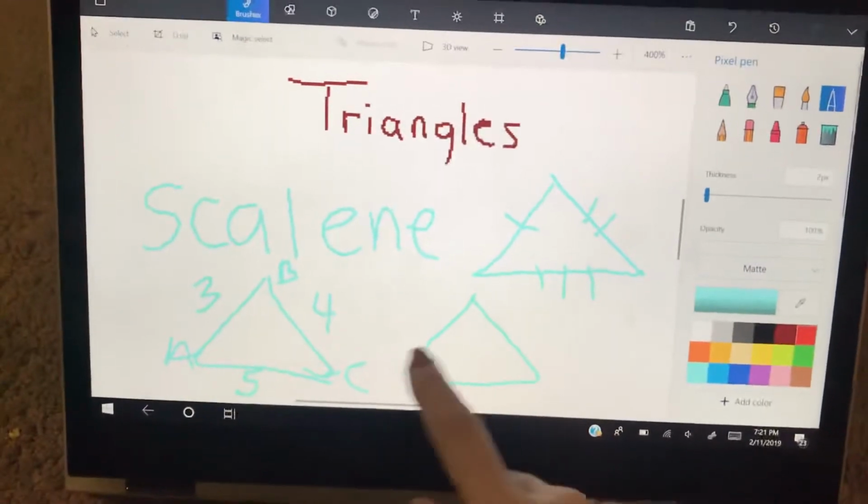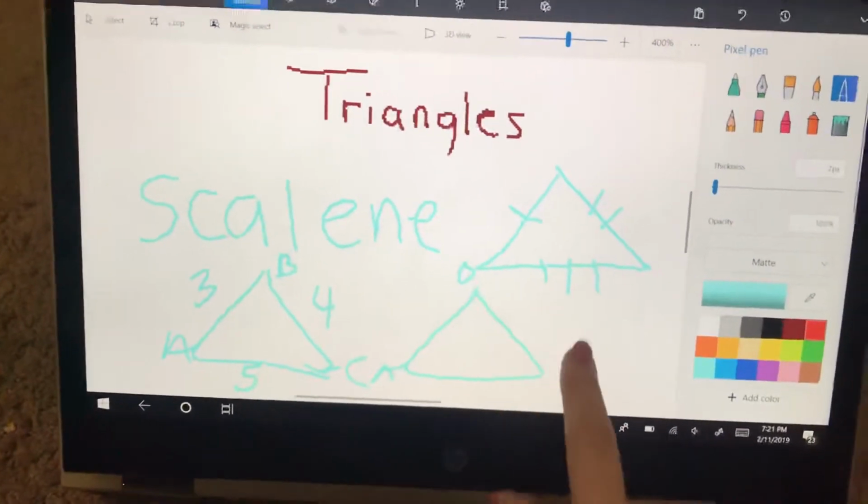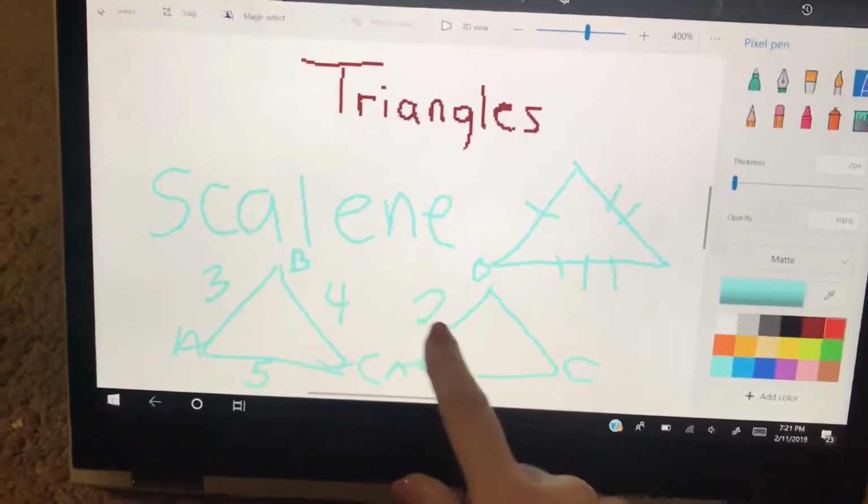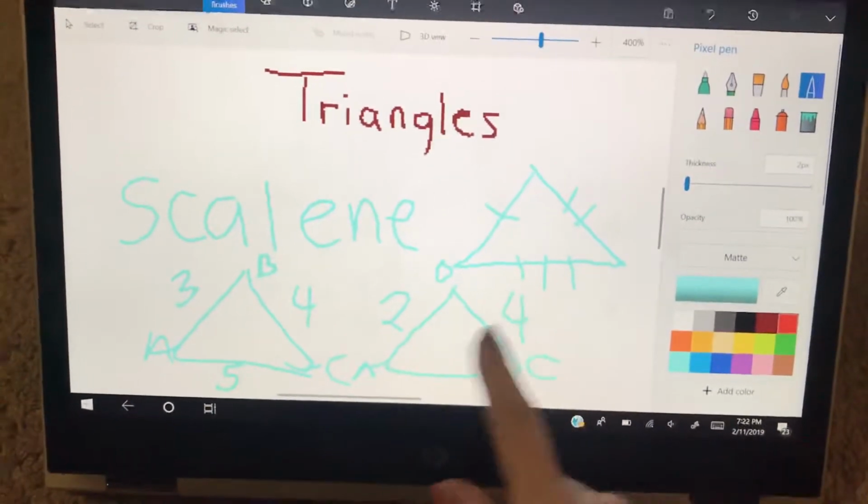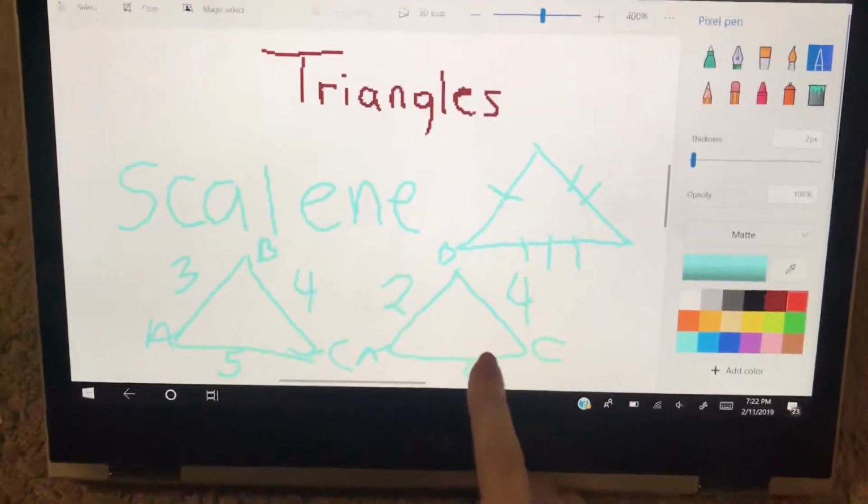And another example, A to B is 2, B to C is 4, and A to C is 6.